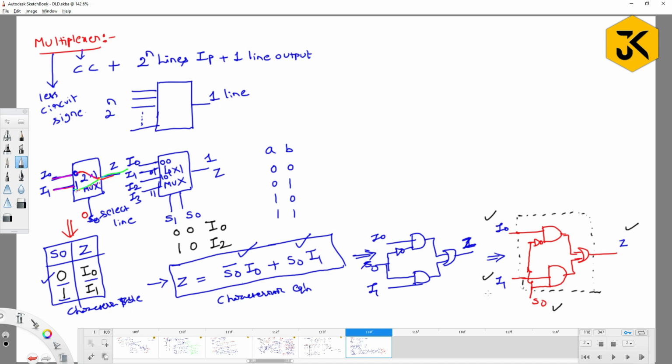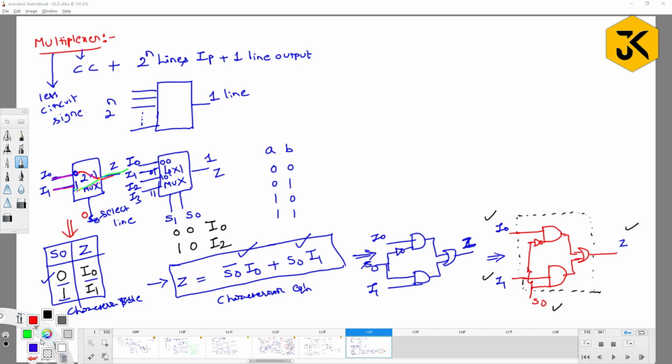If you have a 2 by 1 mux, how many AND gates, OR gates and NOT gates are required here? According to this example, you require 2 AND gates, 1 NOT gate and 1 OR gate. So if you would like to implement this kind of requirement at any time, instead of taking 2 AND gates, 1 OR gate and 1 NOT gate, you can simply take one multiplexer of size 2 by 1. That is the advantage of a multiplexer.